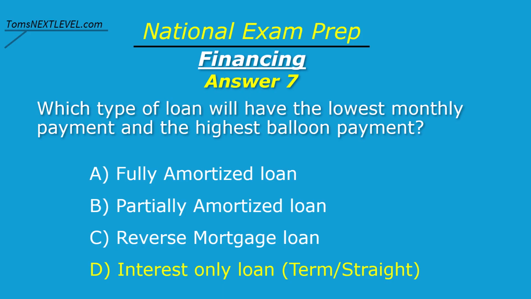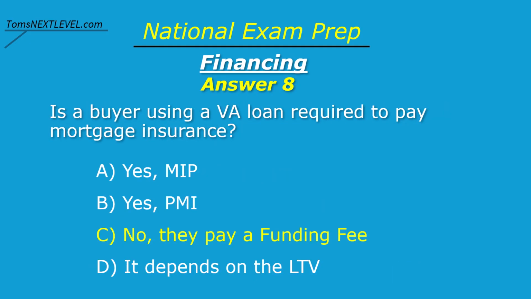Answer to number 8 is letter C. VA buyers do not pay mortgage insurance. They pay a funding fee. Good time to make a couple of notes here. VA loans do not involve any mortgage insurance because the VA guarantees the loan. And so the borrower pays a funding fee. So the correct answer is letter C.